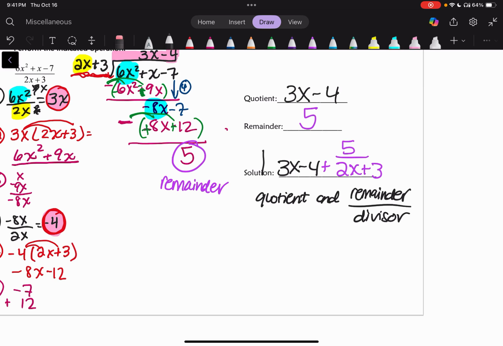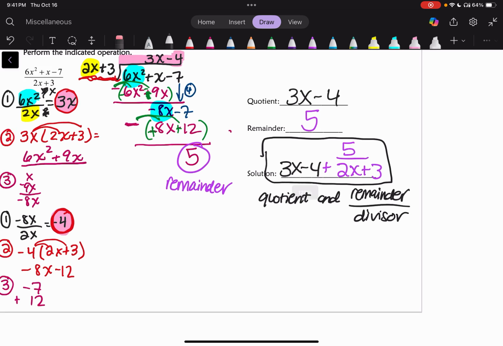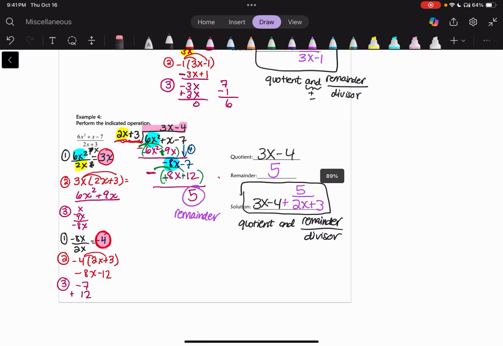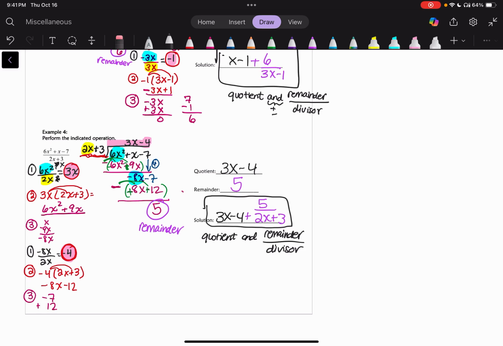You can box that in if that makes you feel a little bit better on the inside, because I know it makes me feel a little bit better on the inside. So that is it for doing long division and getting a remainder.